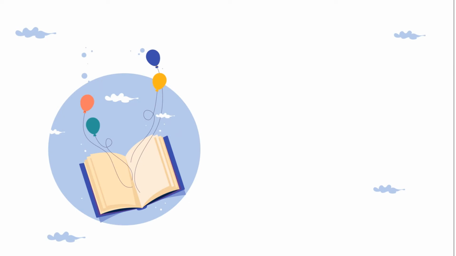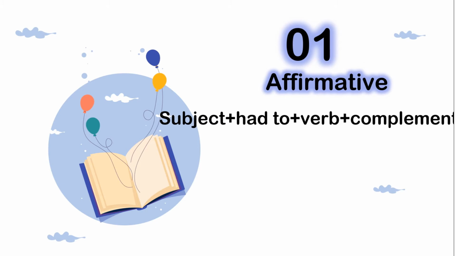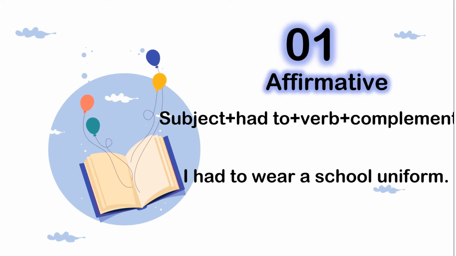Grammar structure. Affirmative: subject plus had to plus verb base form, plus complement. Let's see some examples. I had to wear a school uniform. So, if you notice, you have the subject I, had to, also the verb wear in the base form, because you're using had to in the past. Also the complement, a school uniform.